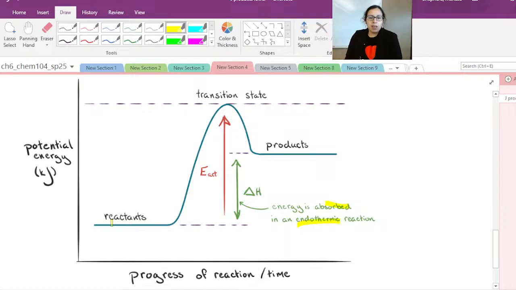And so same thing. Reactants start off on our left side over here. Then we have our activation energy that goes all the way from our reactants to our transition state once again. And then change in enthalpy from reactants to products. And again, products higher shows us that it absorbed energy there.